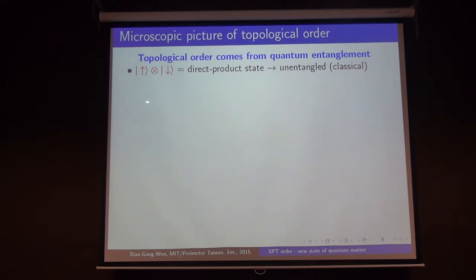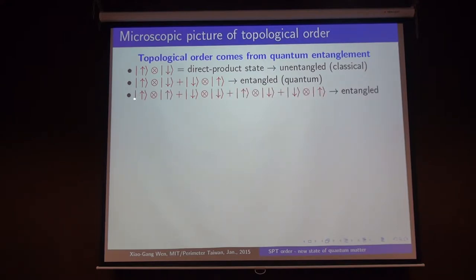Say we have up and down, this is called a product state. They are not entangled. And say we have up down plus down up, this kind of superposition of two different product states is called entangled. And when we get more entangled states, we can have up, down, up, down, up, all added up. Seems we get something even more entangled. But the problem is that when you're too greedy, you don't get anything.